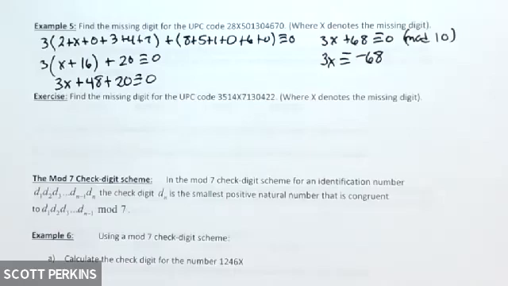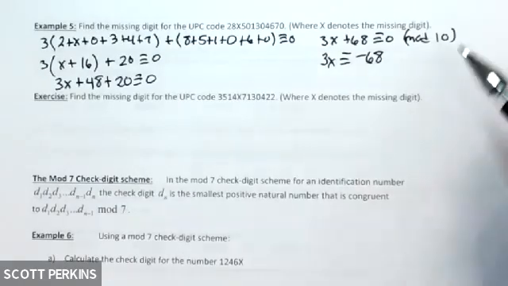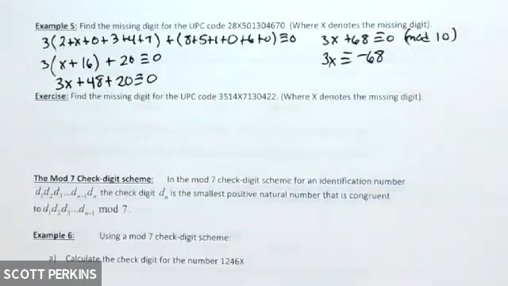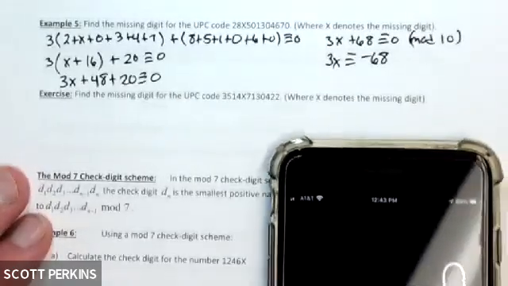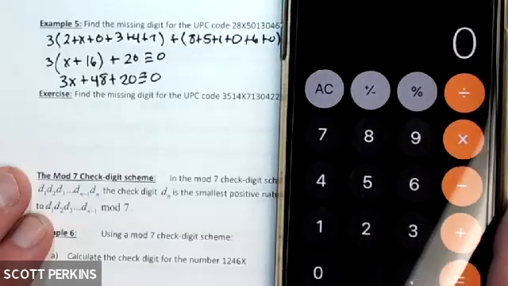So, I mean, if you have a calculator handy, it makes the process a little easier. So you've got negative 68. 3 doesn't go into negative 68, as we all know. Okay, so what I'm going to do is add 10 to that until I get something that does. So I'm just going to use my calculator here. Let's see, where is it? Here's my calculator. So we'll zero this out. We'll hope that no awkward texts come from my wife.